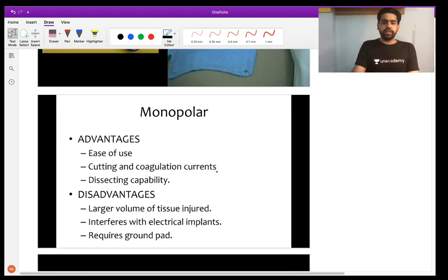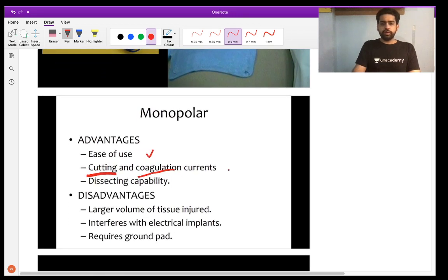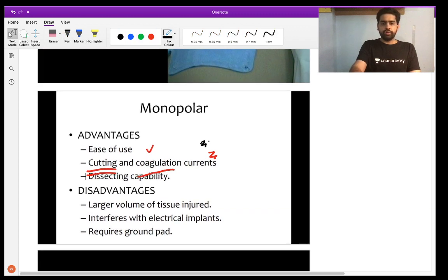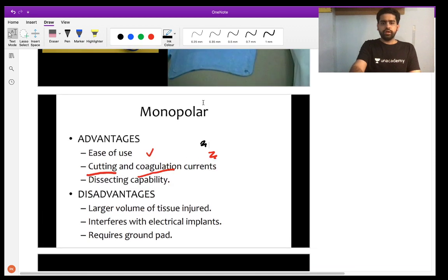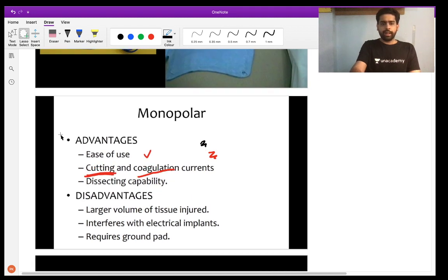Now let us have a look at the advantages and disadvantages of using a monopolar Quadtree. It is easy to use, that is fine. It has the advantage of using both cutting as well as coagulation current. Guys, please understand one thing. This is an instrument, but what we will be doing with it is passing the current through it. We will be passing monopolar or bipolar current through it.